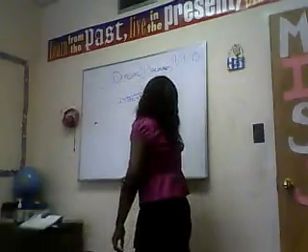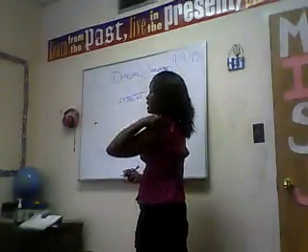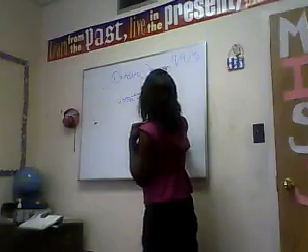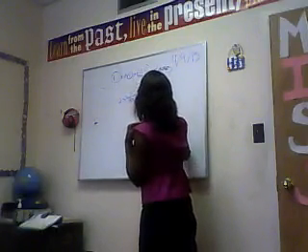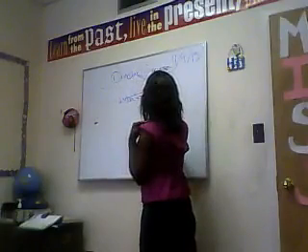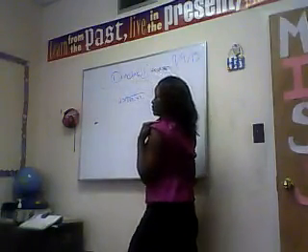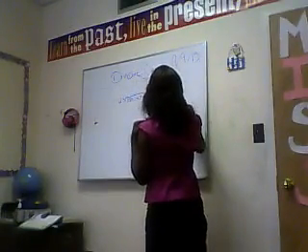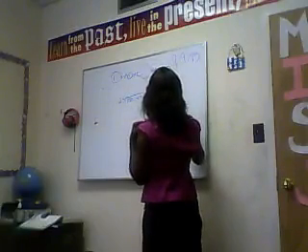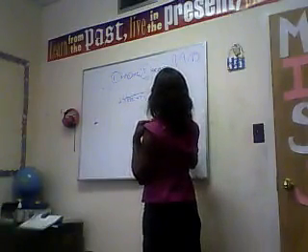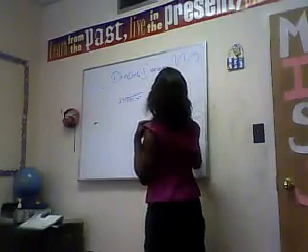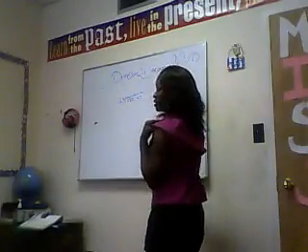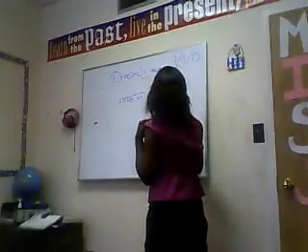23 goes into 181 how many times? Start with a number. 23 times 4 is what? 92. And keep going. 23 times 7 is what? 161. I'll try again. 23 times 8 is?